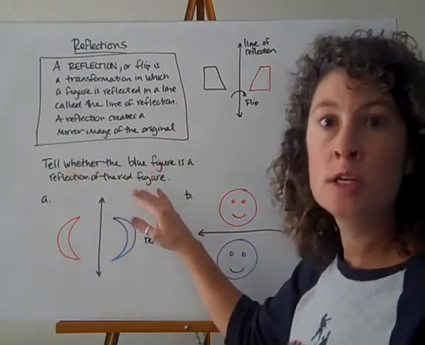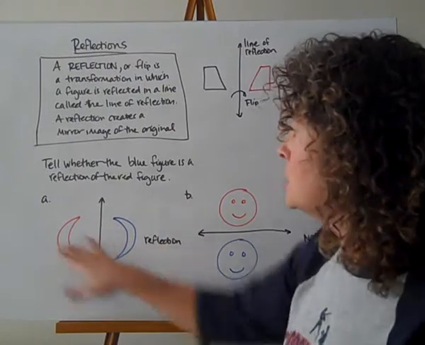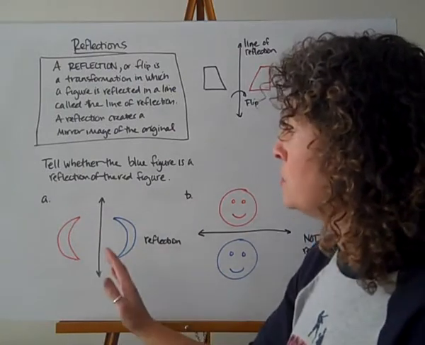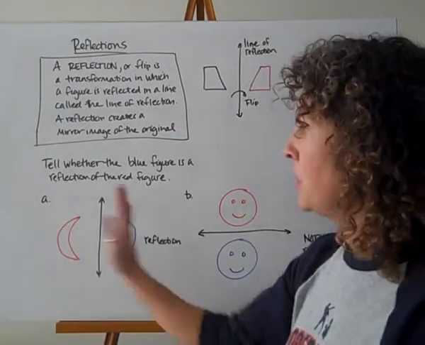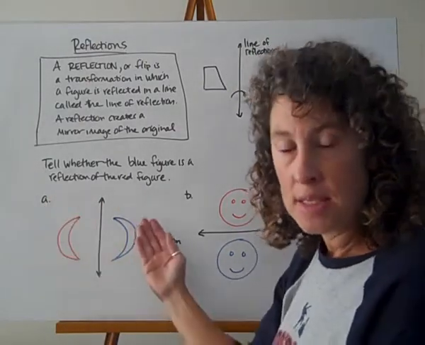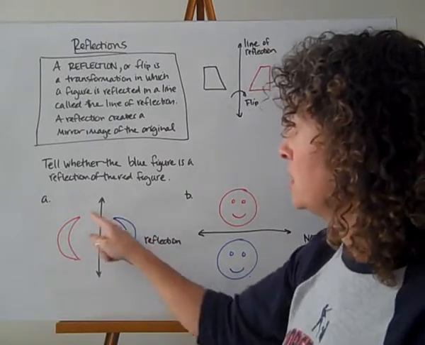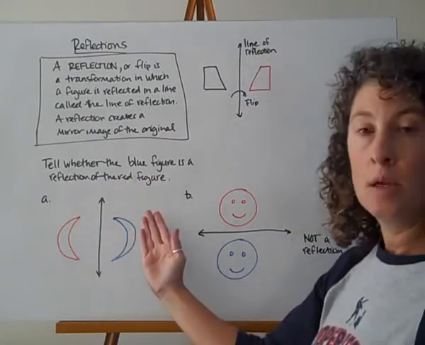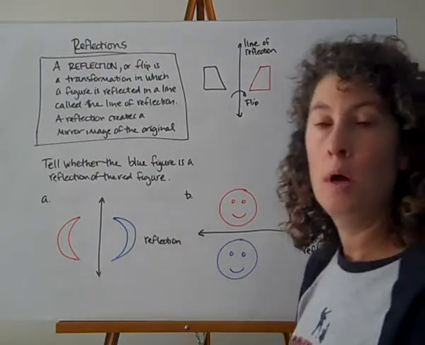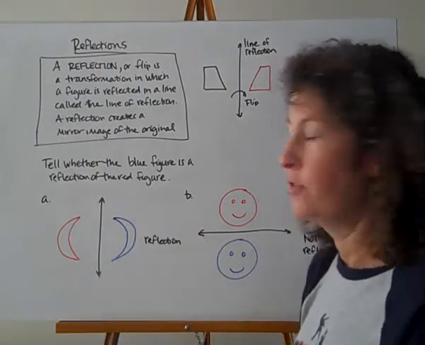Tell whether the blue figure is a reflection of the red figure. So we've got two figures here. I've got two half moons along this line of reflection. And if I think about how they are related to each other, yes, this blue figure is a reflection. They're the same distance from the line of reflection. I've just taken one and moved it and flipped it over that line of reflection.